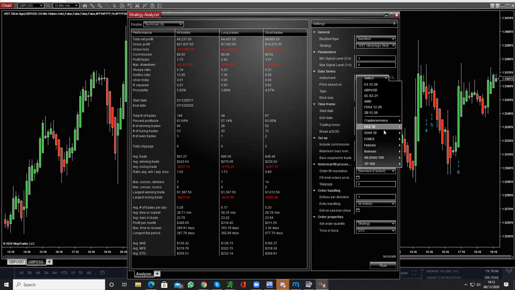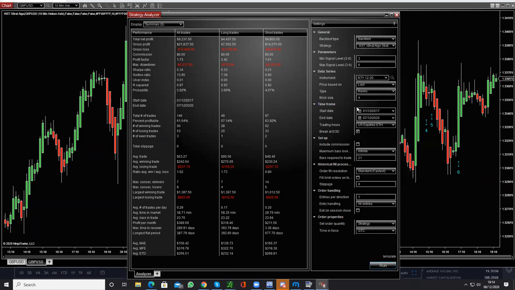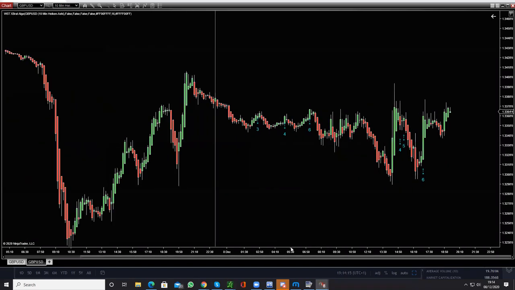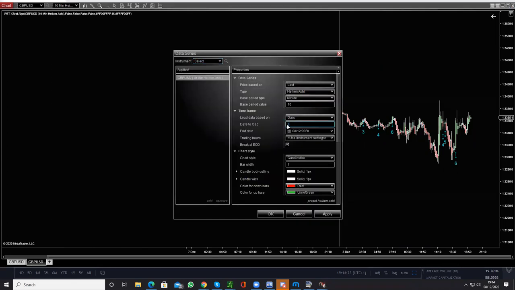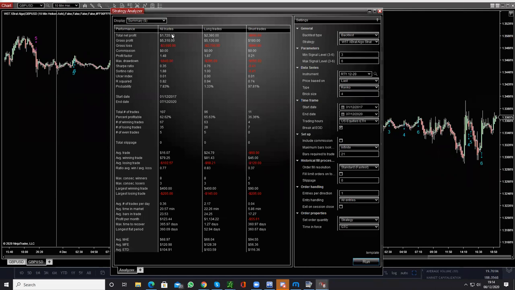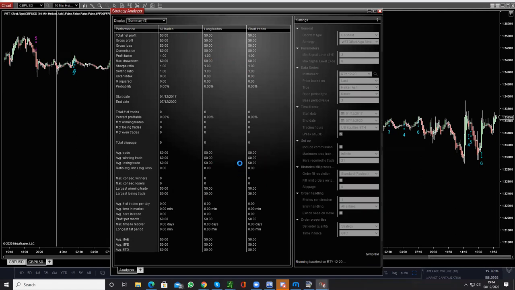RTY is calculating faster, is it? Okay, let's have a look at that. I need more data here. So with Renko on RTY, okay, it's still profitable, but it's not as profitable as ES. Let's just change that to Heiken Ashi. Let's go to 3 minutes. Remember, $1,700 net profit on RTY using Renko. Let that do its calculating.